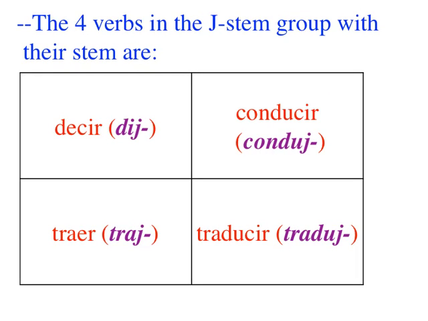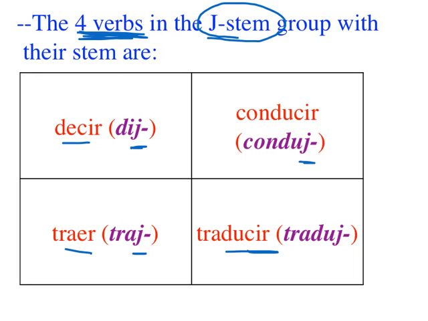Our final group is called the J stem. There are 4 verbs that you need to know. There are more verbs in this group, but 4 is sufficient for now. And they are decir, conducir, traer, and traducir. And notice how they have a J. That's why we call it the J stem.